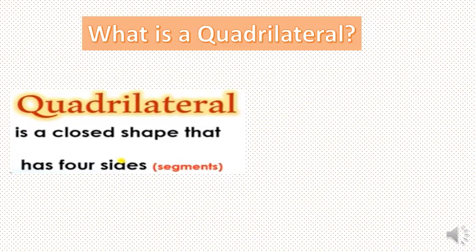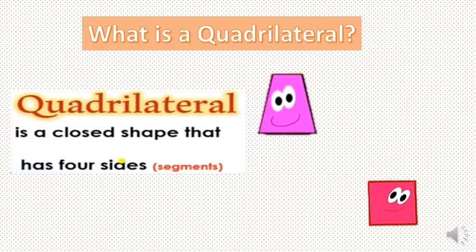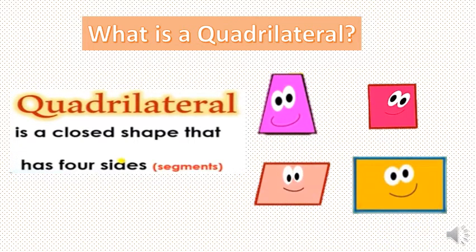So, what is a quadrilateral? A quadrilateral is a closed shape that has 4 sides. Okay, these are examples of quadrilaterals.